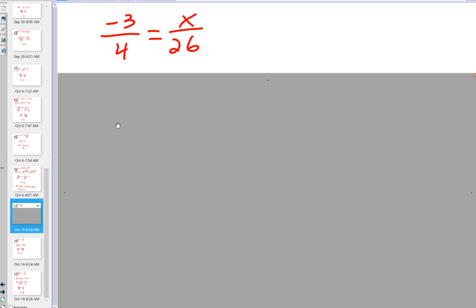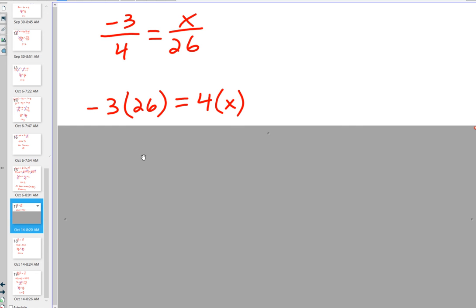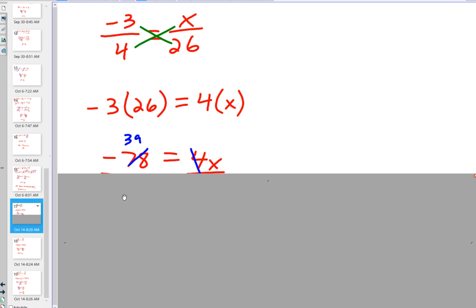What does product mean? Multiply. Cross means numerator with denominator and vice versa. So 4 times x would have to be equal to negative 3 times 26. But how about if I wrote 4x equals negative 3 times 26? I wrote it backwards. That's fine. You just got to make sure that what's being multiplied are what's diagonal from each other. The negative 3 with the 26, the 4 with the x. Negative 3 times 26 is negative 78. And that's equal to 4x.